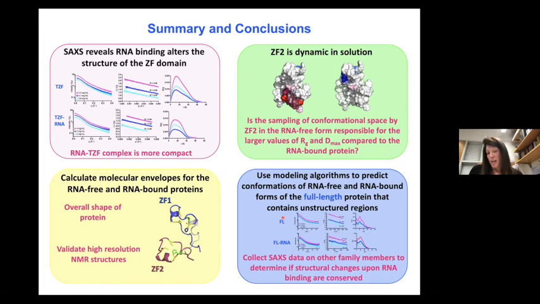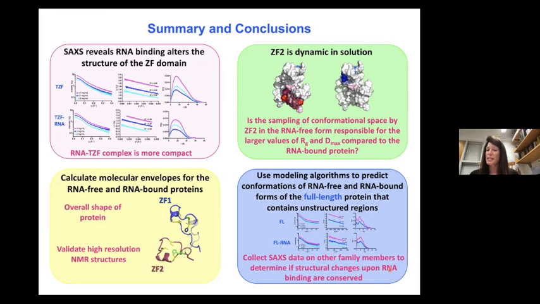And I've shown you some data that RNA binding to this protein really changes the overall conformation in the context of the full-length protein. So now we'd like to use some of the modeling algorithms out there to predict conformations of the RNA-free and bound form of the full-length protein. And then all of the data that I shared with you today is on the smallest family member. So it's only 100 amino acids. However, most of the family members contain up to 300 amino acids, so they're much larger. So I'd like to use SAXS to evaluate if this mechanism we're seeing with one of the smallest family members is conserved across the family.